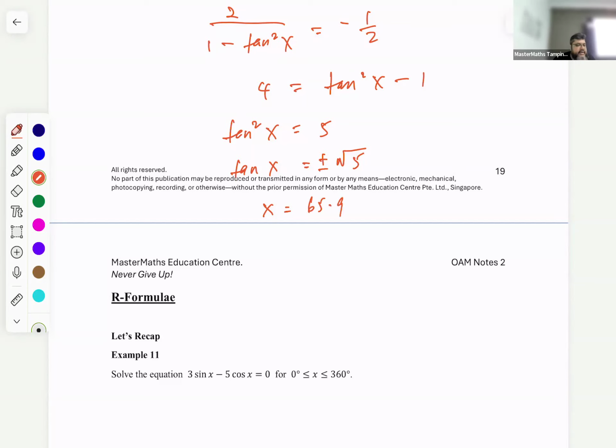First one is what? 65.9. Okay. Then 180 minus 65.9, you get 114.1. Correct? Then 180 plus 65.9, you get 245.9. And then you have 360 minus 65.9, you get 294.1. These are your answers. Okay?